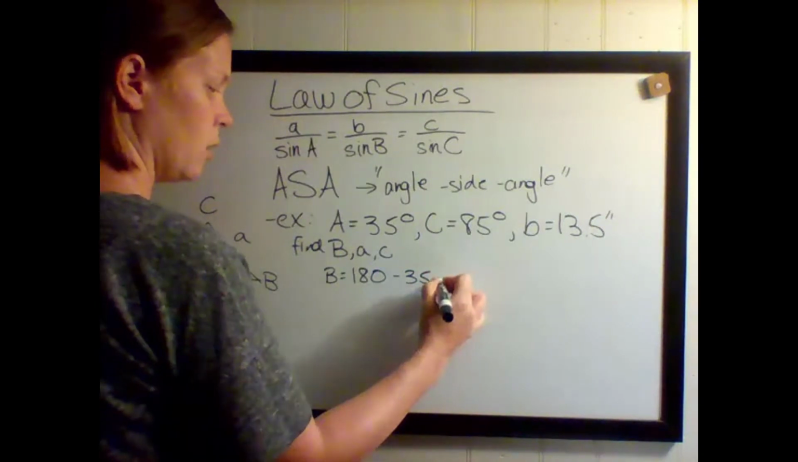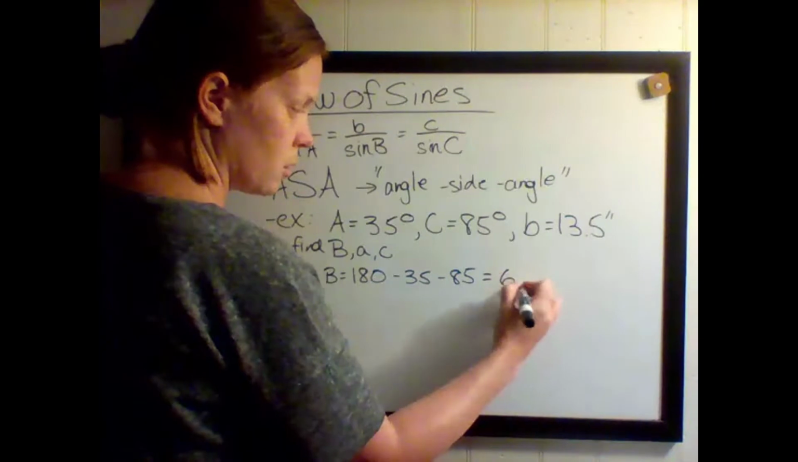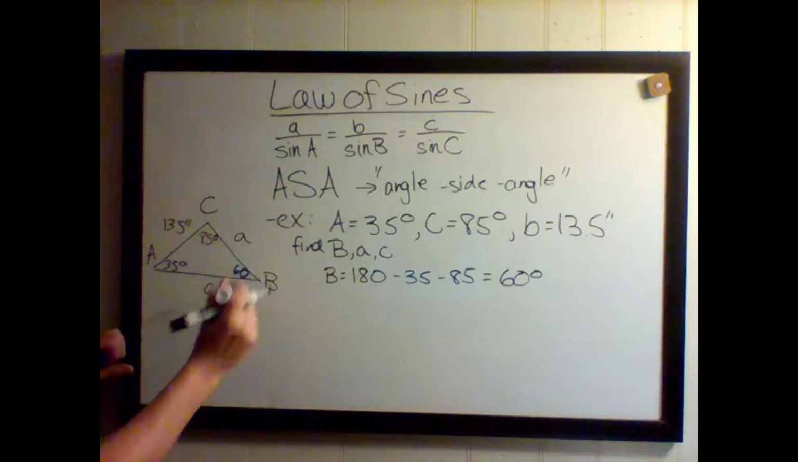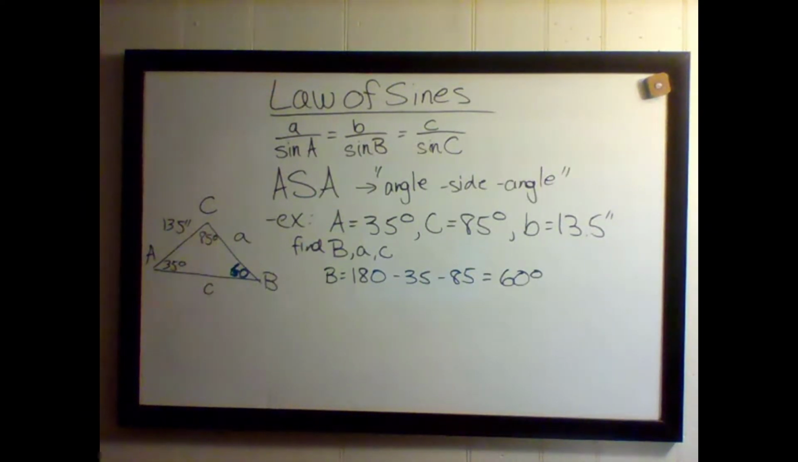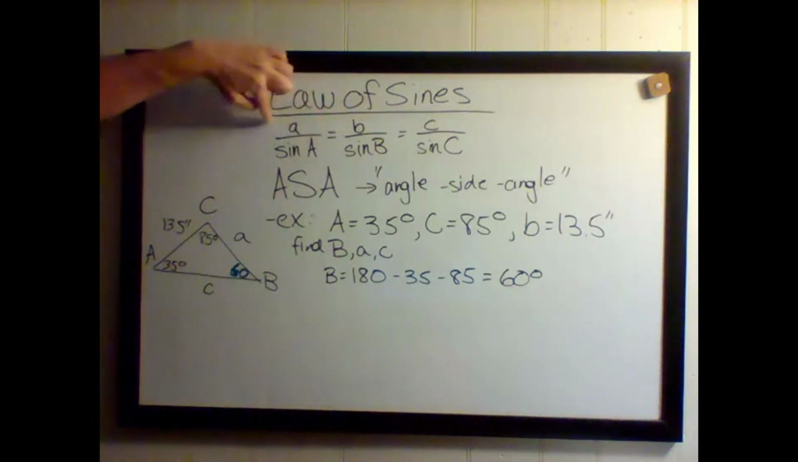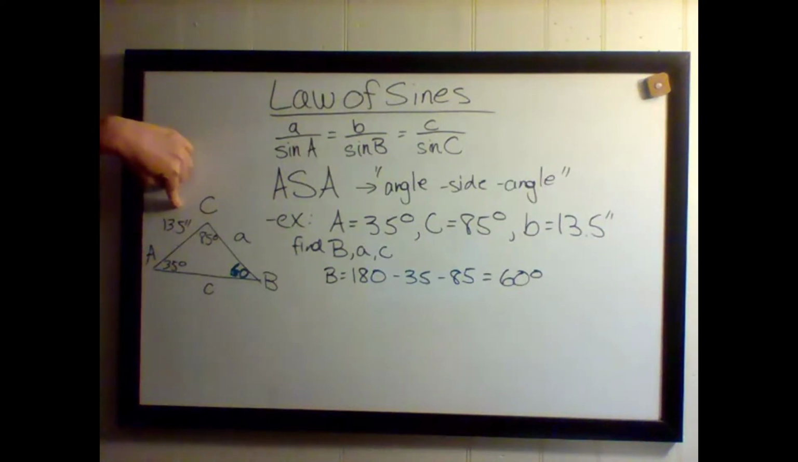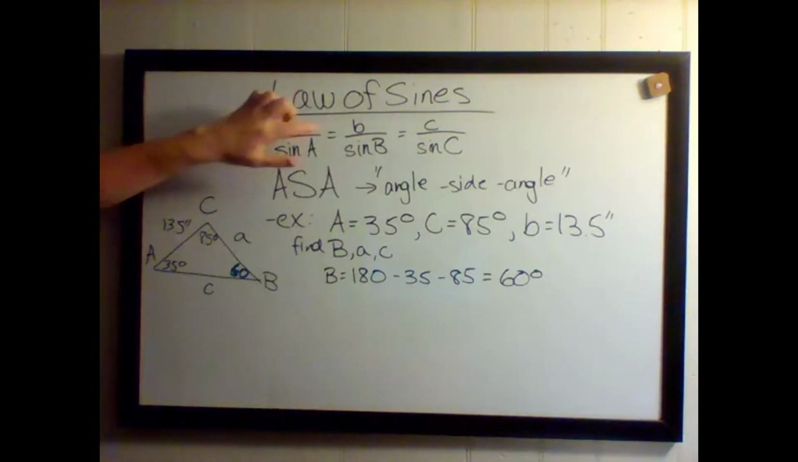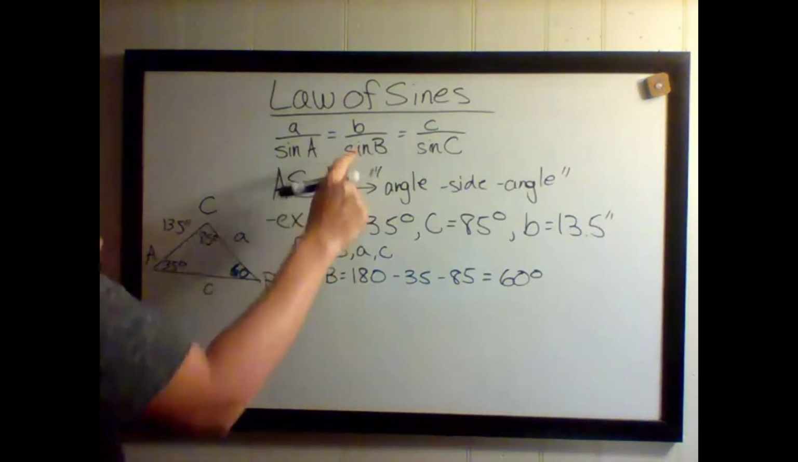So I could just do 180 minus 35 minus 85 and get my leftover angle of 60 degrees. Okay, so I know angle B is 60 degrees. Now that I know angle B, if I look at all of these different fractions, there's only one where I know both the side and the angle. I know side B and I know angle B. To use law of sines, I have to know a side and an angle in one of the fractions. So that's what I'm going to use.